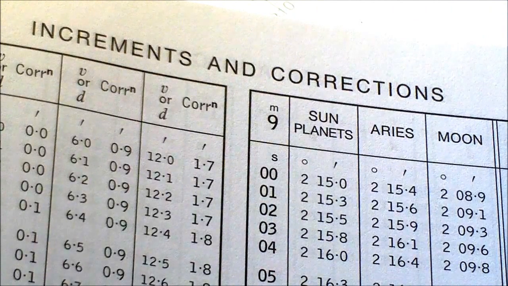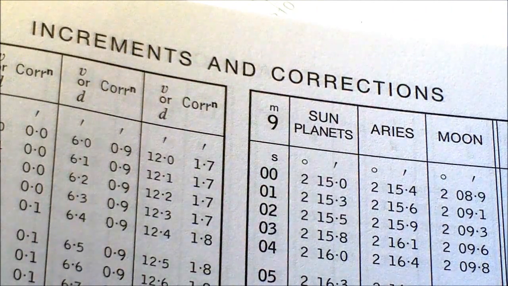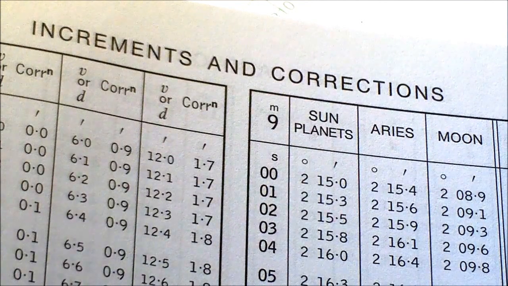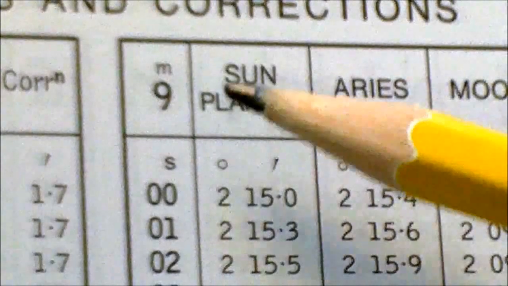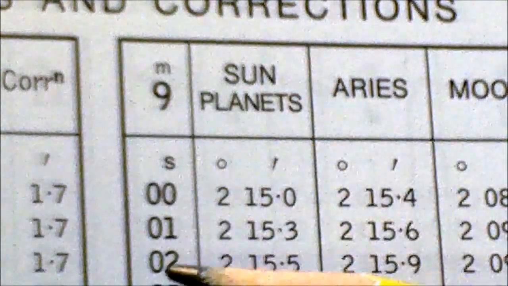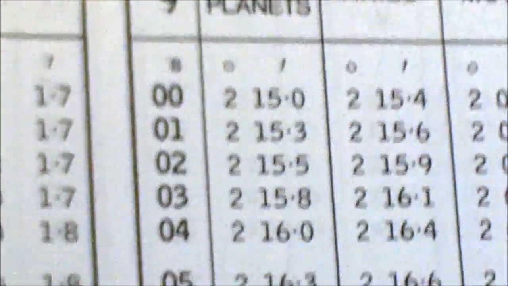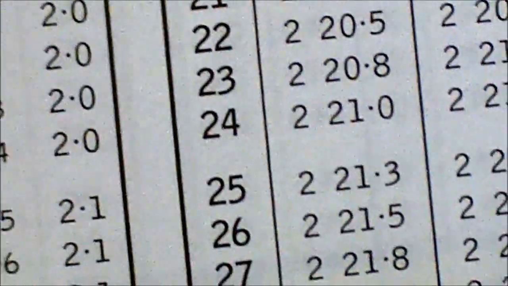Now we have our GHA for 2100 hours, but we actually took our shot at 9 minutes and 28 seconds after the hour. So we turn towards the back of the Nautical Almanac, and we find one of these pages labeled Increments and Corrections. And we're going to find the page for 9 minutes. Immediately below our 9 minutes are seconds, so we simply go down to our 28 seconds. The column to the right of that is for the sun, so that means we are going to add 2 degrees and 22.0 minutes to our GHA.